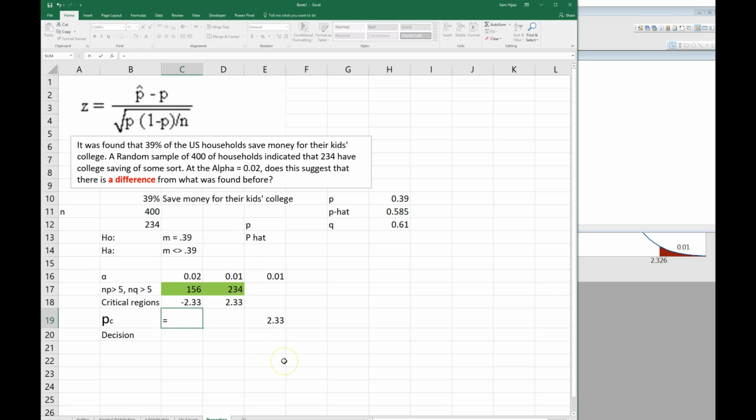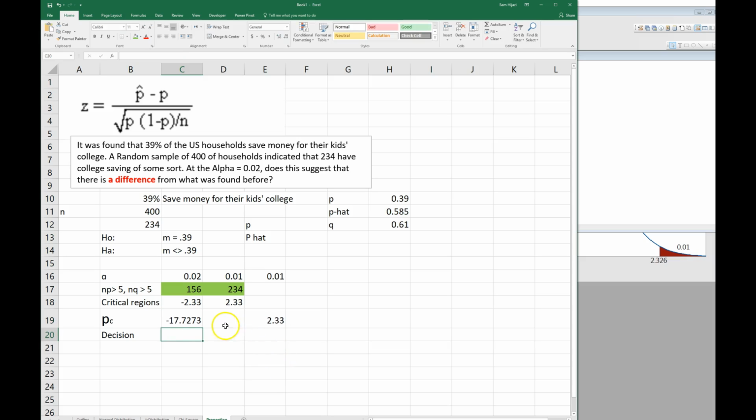For the P calculation, based on this formula, I'm going to say P hat is 0.585. Subtract P from it, 0.39. Okay, that is going to be divided by this one here, which is P, which is 0.39, times the Q, which is 0.61. And the result of all that is going to be divided by the square root of 400. I'm using more parentheses to avoid any complication here, because P multiplied by Q, then after that we do the division of the whole thing. Let's go ahead and do that.